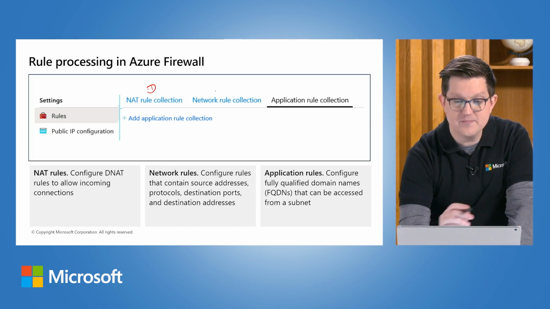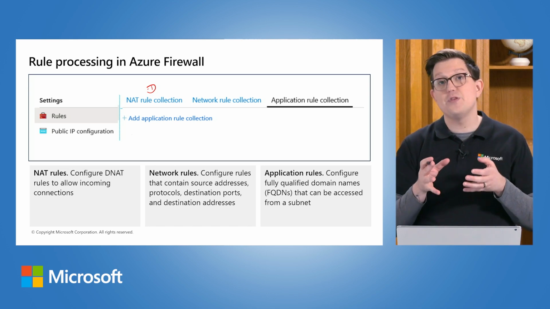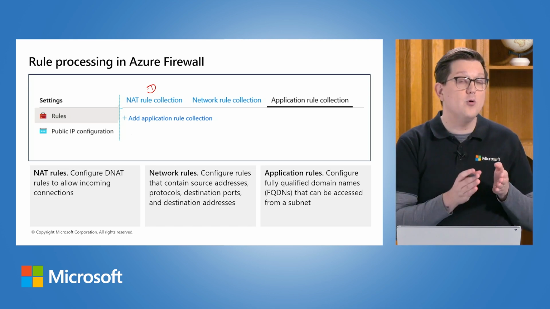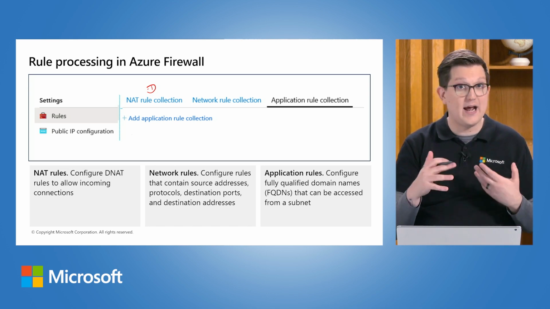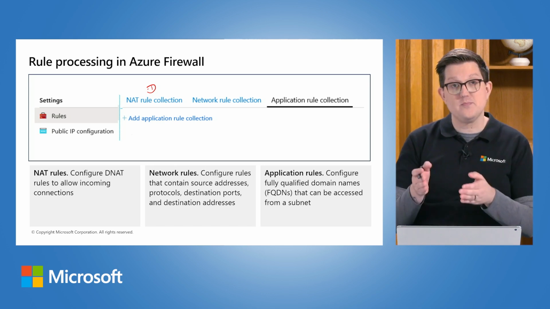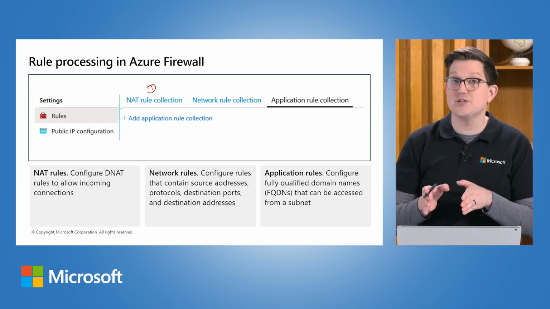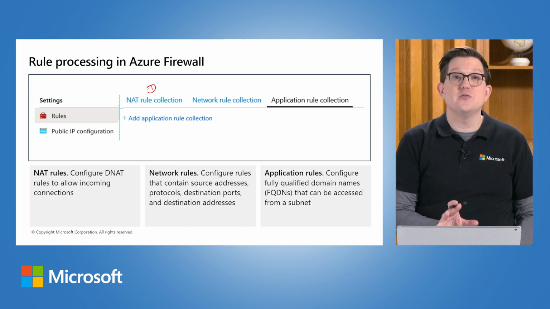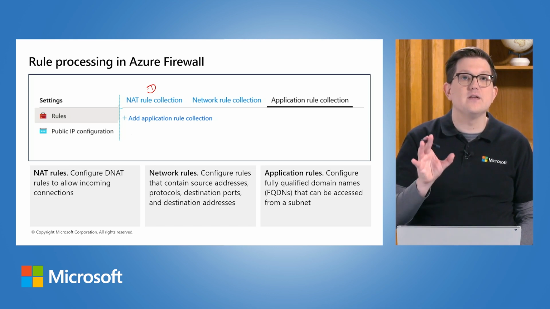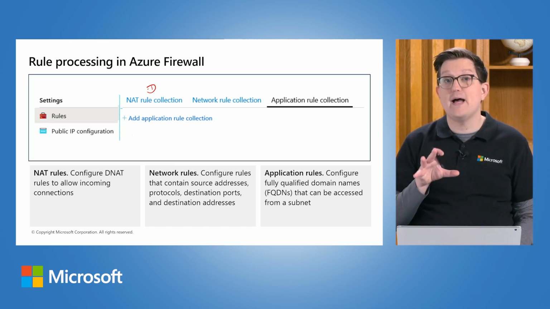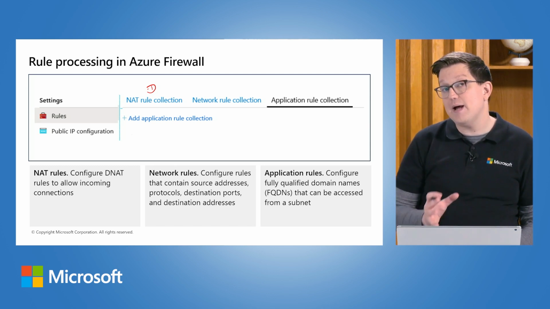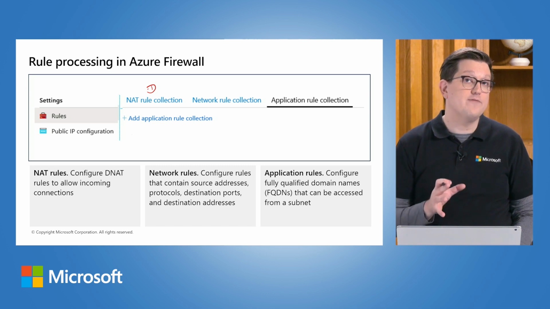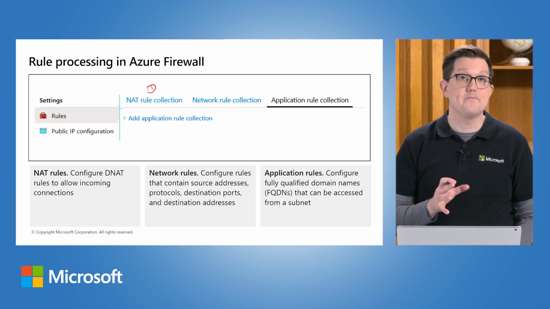Network rule collections. These are similar to what you would get within a network security group, looking at port and IP combinations and allow or deny that traffic through. And application rule collections. Application rules are the big thing that Firewall brings to the table at a baseline. This allows us to filter instead of by IP on fully qualified domain name, or FQDN.